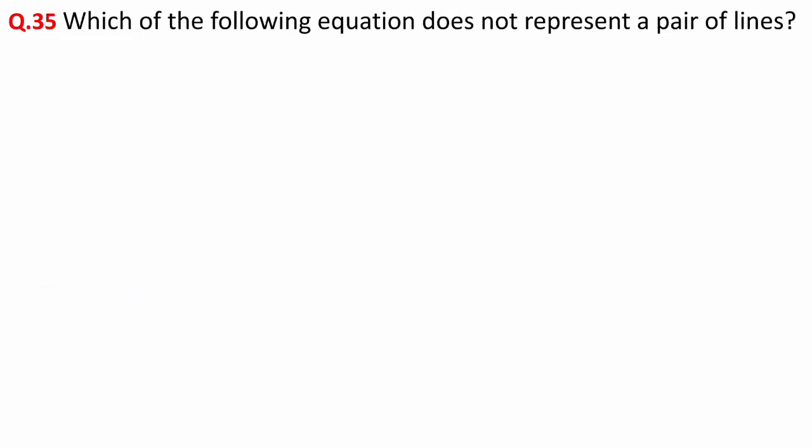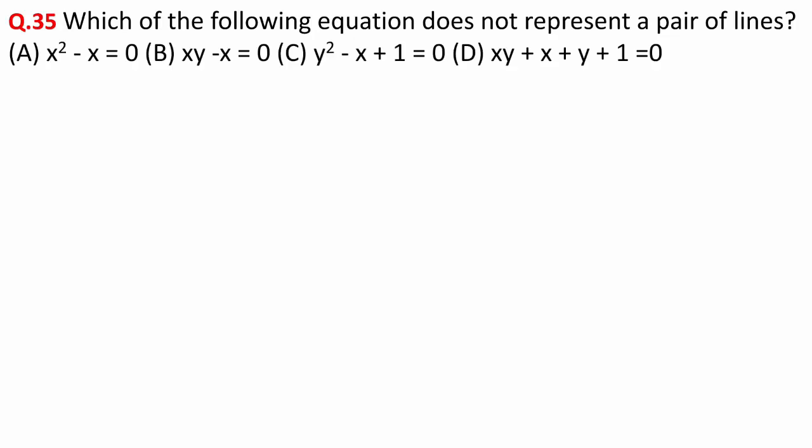Question 35. Which of the following equations does not represent a pair of lines? A x square minus x equal to 0, B xy minus x equal to 0, C y square minus x plus 1 equal to 0, D xy plus x plus y plus 1 equal to 0.